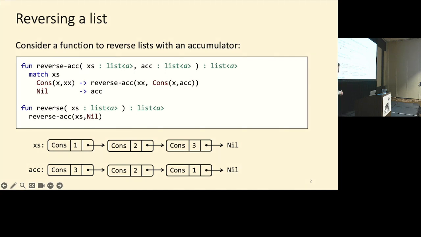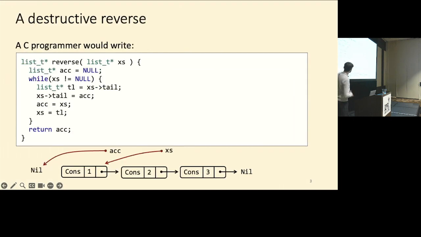So maybe this is the last use of the list xs, and because of this it will now be garbage collected, which is maybe a bit inefficient. So how would an imperative programmer write this? An imperative programmer would write something like this. Again, you have this list in memory, and you just have to consider what happens here. So let's go through this code.